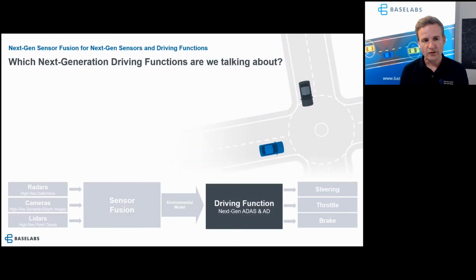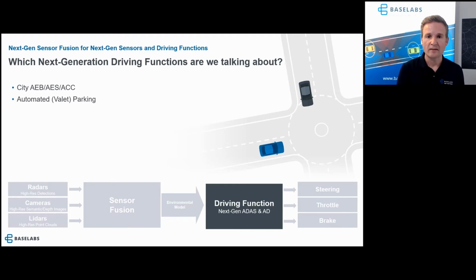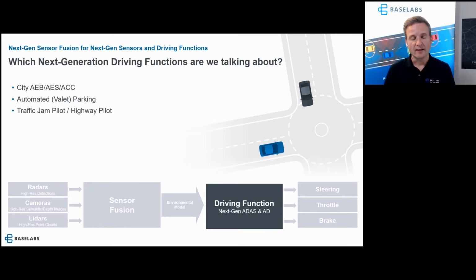So which kind of driving functions are we talking about? Of course, we have classical functions like emergency braking in mind, but this time we rather talk about urban and city scenarios. We have, on the other side, really automated driving functions like valet parking, and there's another group of driving functions like piloted driving or traffic jam pilot systems.